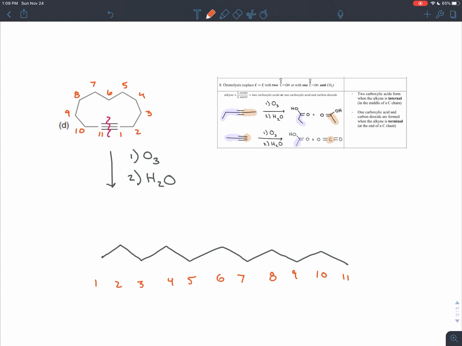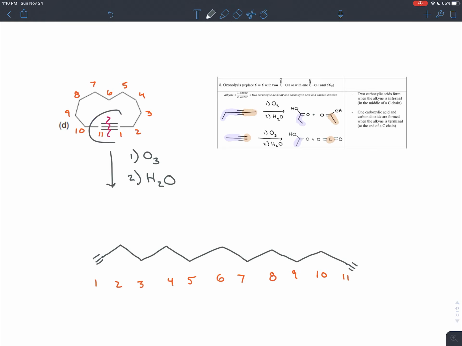The thing to notice is that the triple bond was on carbon number 1 and carbon number 11. So I'll redraw that in just as a reference point. So I had a triple bond here, and I had a triple bond here on carbons number 1 and 11. You can see that those broke apart and left us with a straight chain.